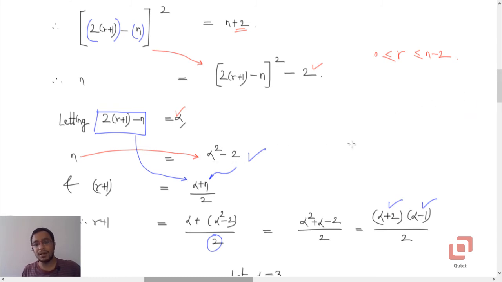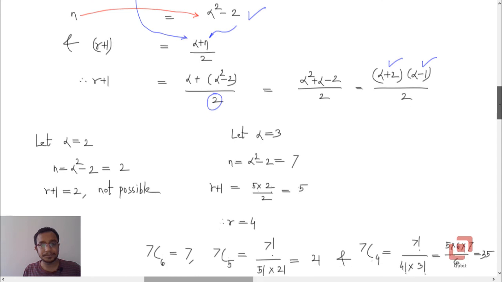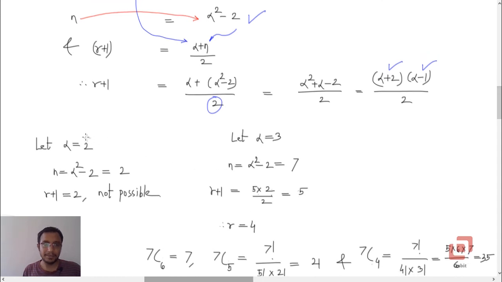We'll start with alpha's value to be 2. If I take alpha to be 2, what will n be? Alpha squared minus 2, that will be 2. But this will now give us r plus 1 as 2. How? Alpha plus 2 is 4, into alpha minus 1, 2 minus 1 is 1, so that is 4, and then you divide by 2. So that will be 2.